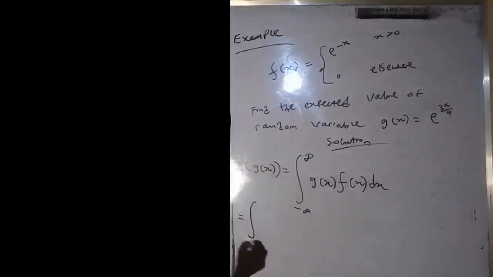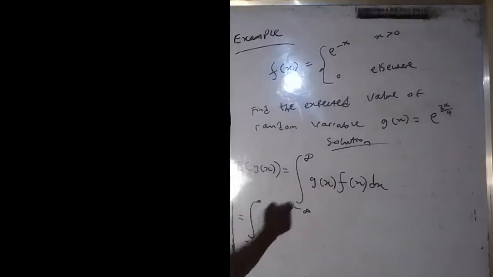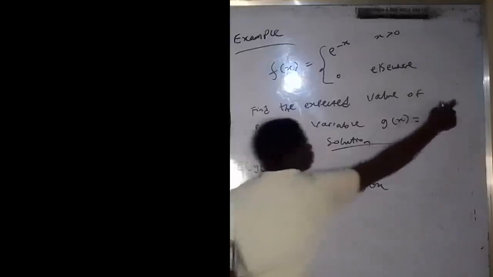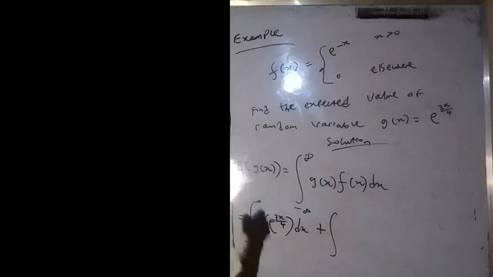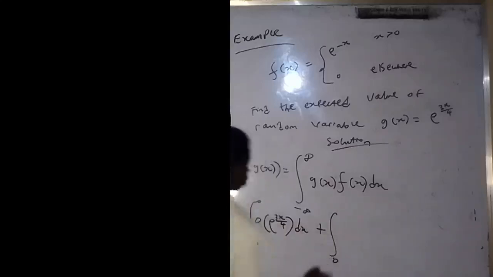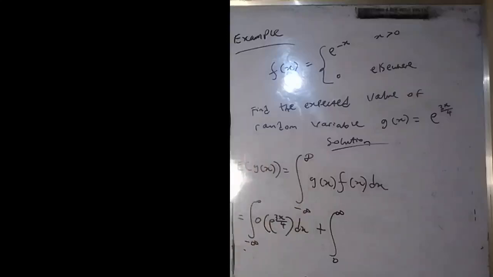So here we have the integral from minus infinity to 0, because we are having x squared, multiplied by 0, because f of x is 0, times g of x. What is g of x? Exponential 3x over 4 dx. Plus, we ended at 0 here, so we will be starting from 0 to infinity, because it says x greater than 0. We don't know up to which point. We don't know if it's up to 100 or whatever.